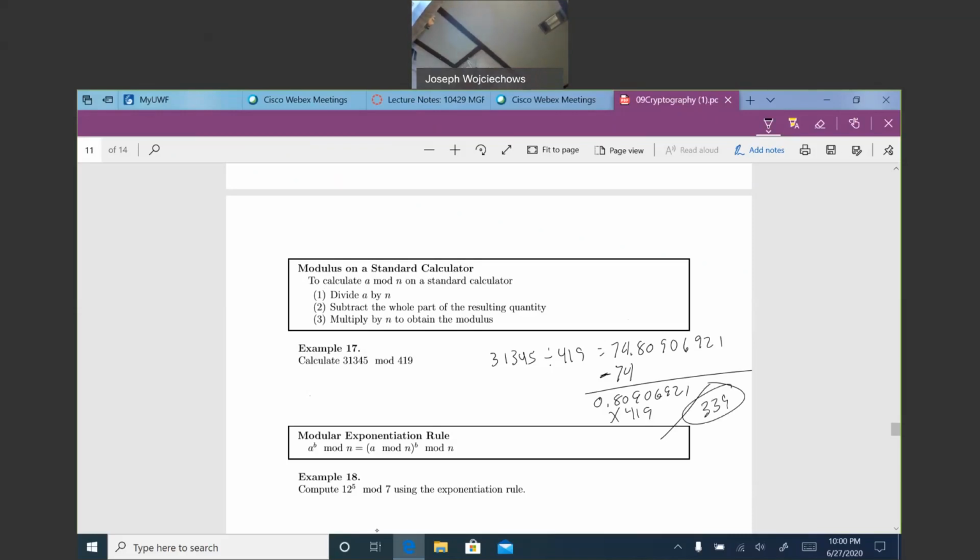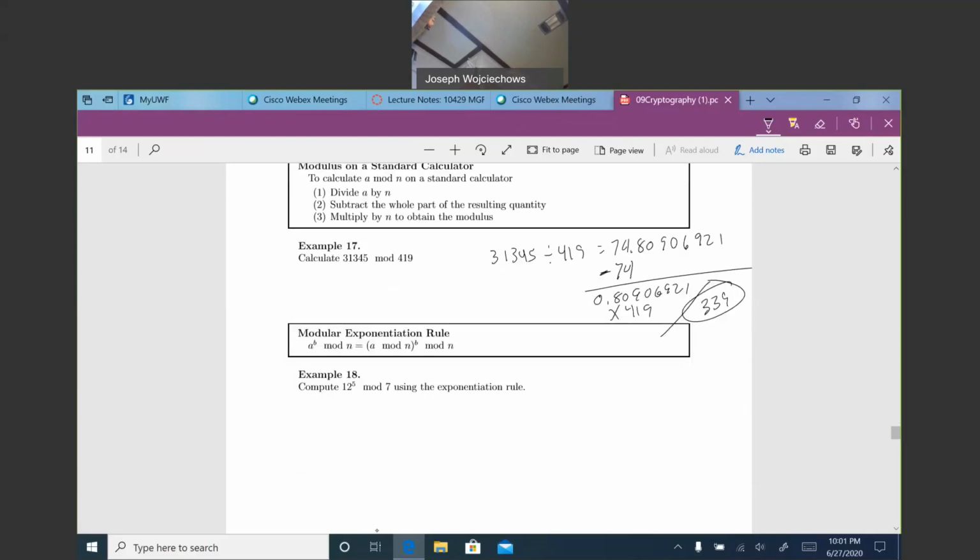339. Now, on some of these where you're using your calculator, you may find that after you do the multiplication, you'll get something like maybe 338.992977599 or something like this, where it's real close. That's because of a rounding error in your calculator. Just round it up to the whole number. That would be the correct way.